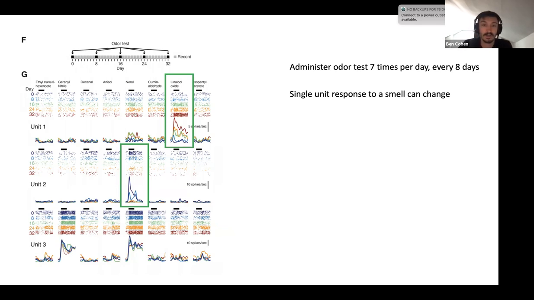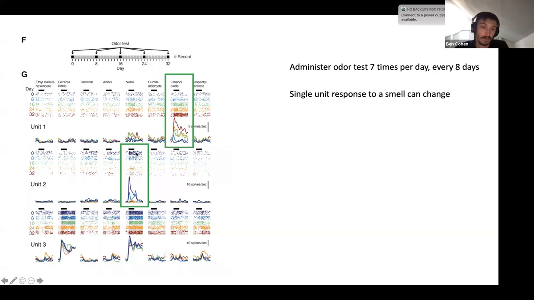In figure G here, what you're looking at are rastergrams for a single neuron. So the x-axis is time. A dot means that the neuron fired a spike. And each color here is one of the 7 trials. You've got 7 trials within a single color, and then different colors are different days.